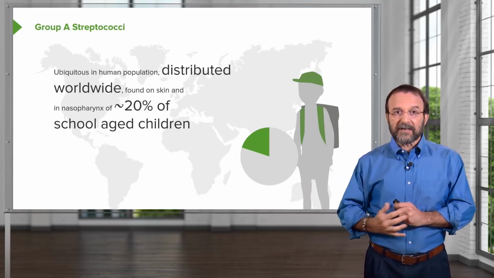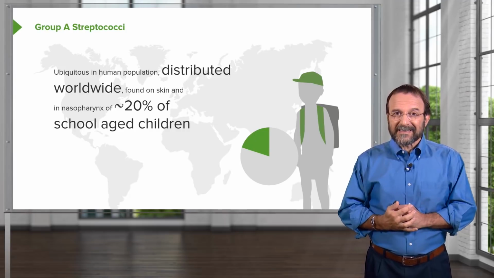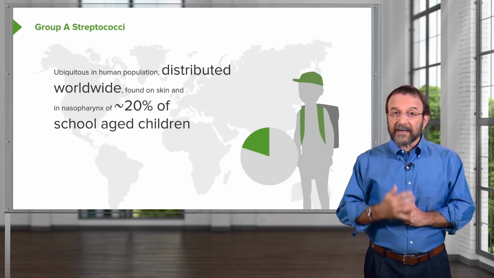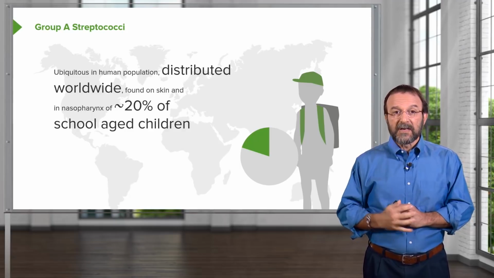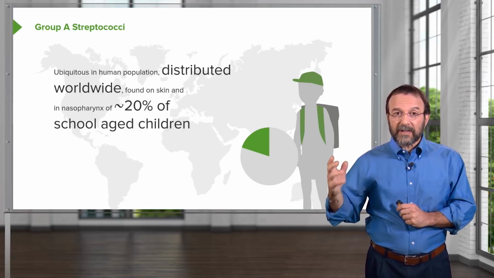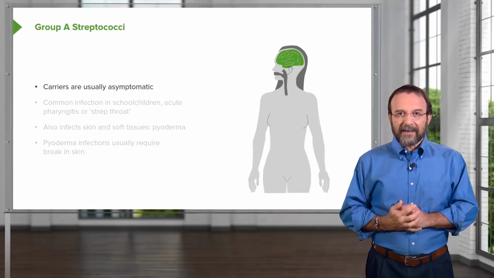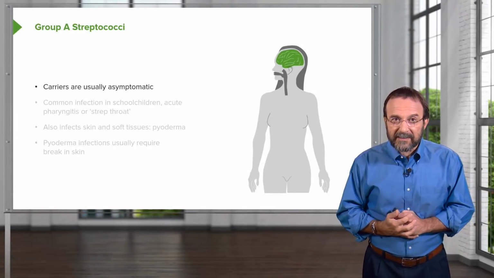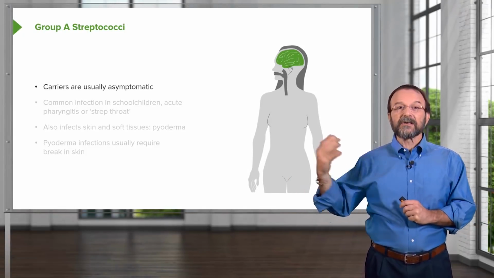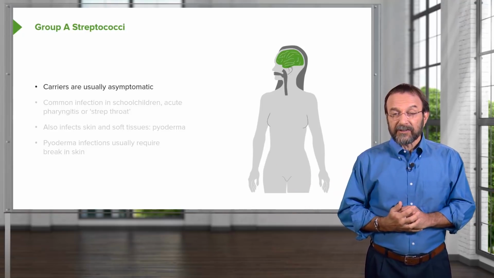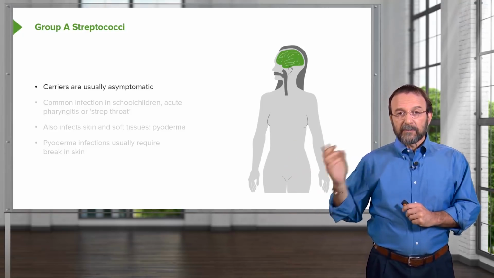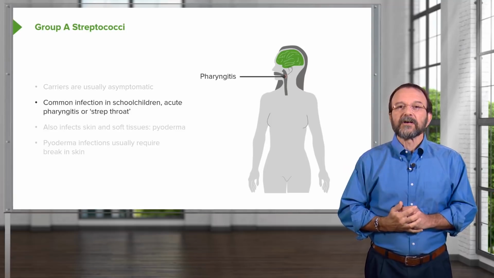It's worldwide, it's in every country, and it's found on the skin and the nasopharynx, your nose and pharyngeal tissues, of about 20% of school-aged children. So if you go to any random classroom in the world, about 20% of those kids have this bacteria, the Streptococci, on and in them. And when you do carry Streptococci, usually you're okay. We say you're asymptomatic. You're a carrier and you can potentially infect other people, but you are okay. And this is a common occurrence.